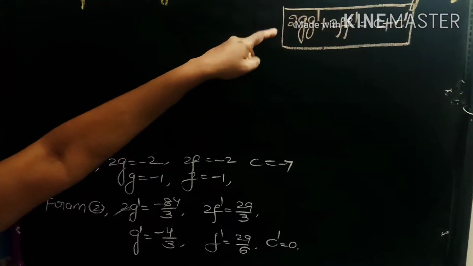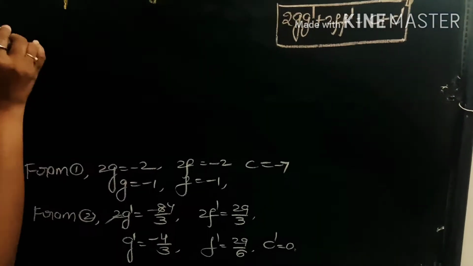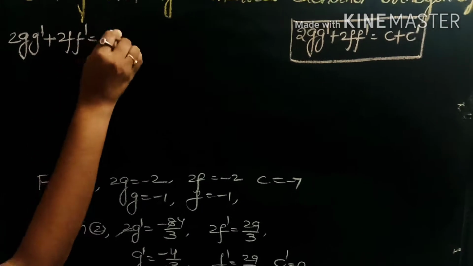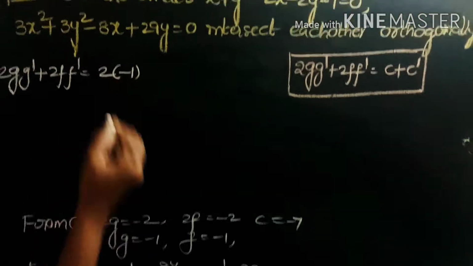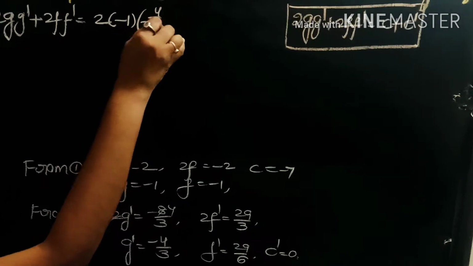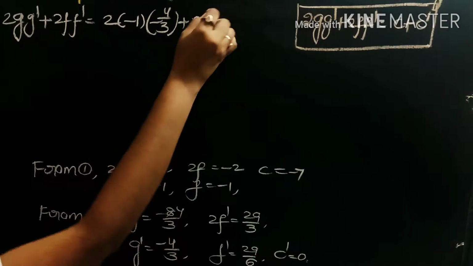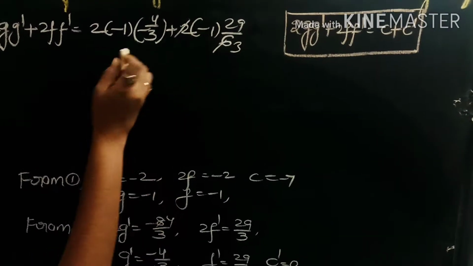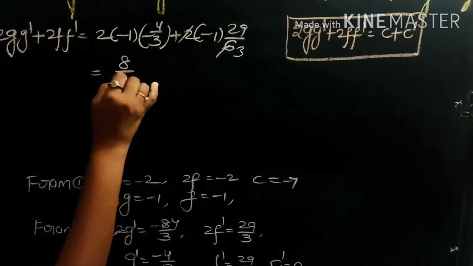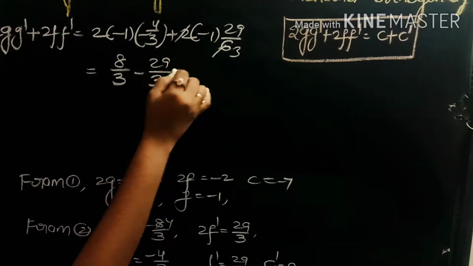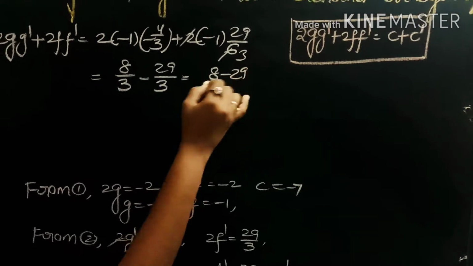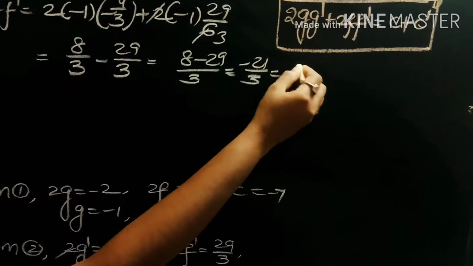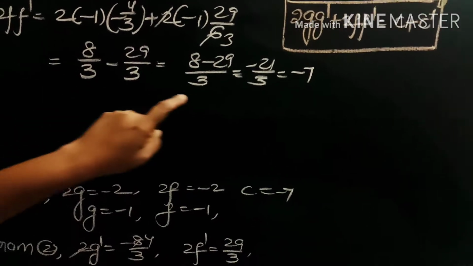We are checking the orthogonality condition. So first we are taking the LHS value, that is 2g g dash plus 2f f dash is equals to 2 into g value minus 1 into g dash value minus 4 by 3 plus 2 into f value minus 1 into f dash value 29 by 6. Now it is cancelled by 3 times, minus of minus becomes plus 8 by 3 minus 29 by 3. Taking 3 as LCM, 8 minus 29 by 3 is equals to minus 21 by 3, and that is equals to minus 7. Now this is the value of LHS.